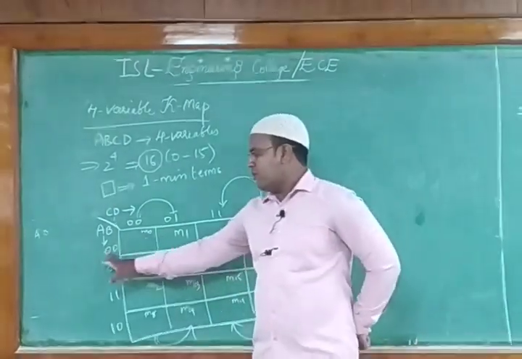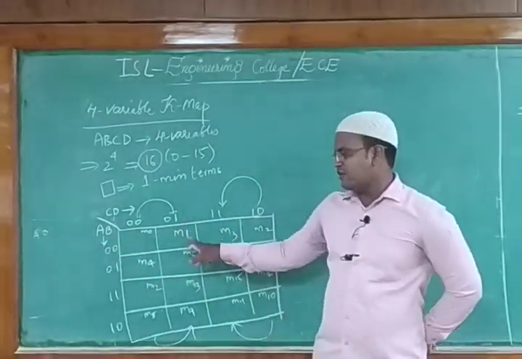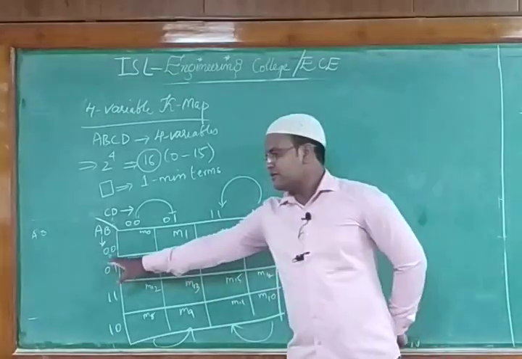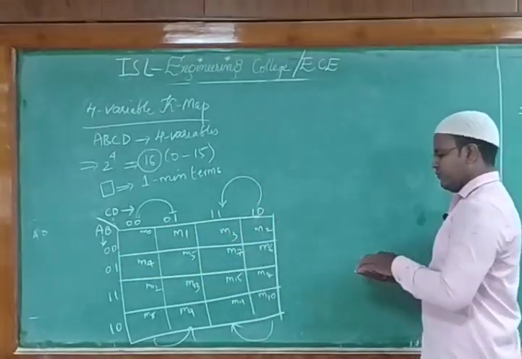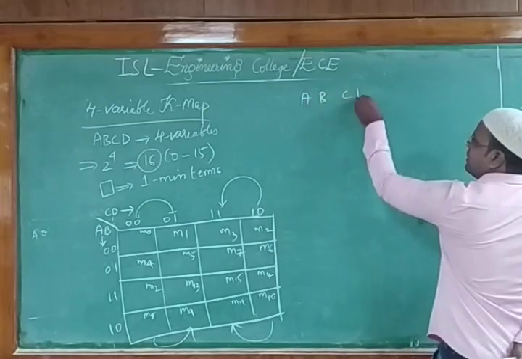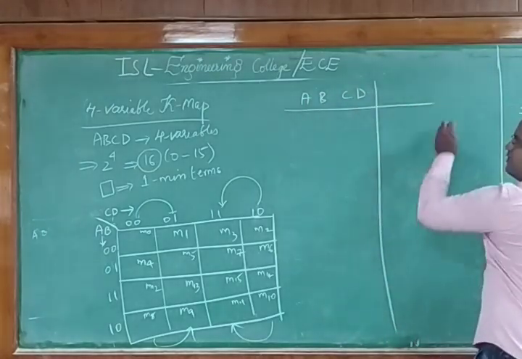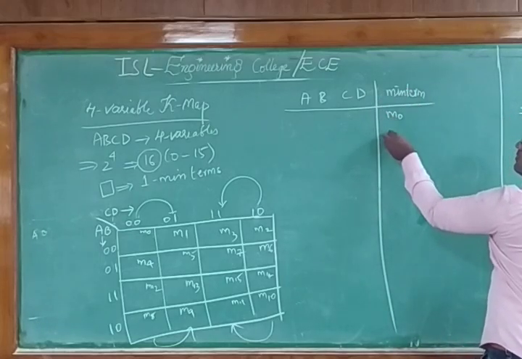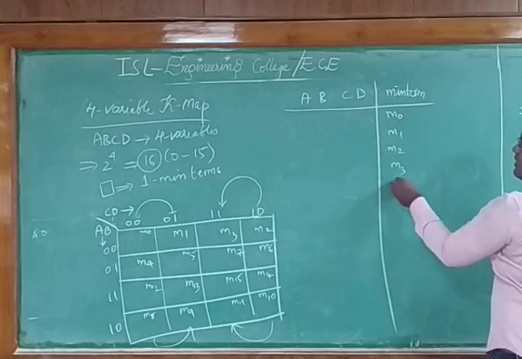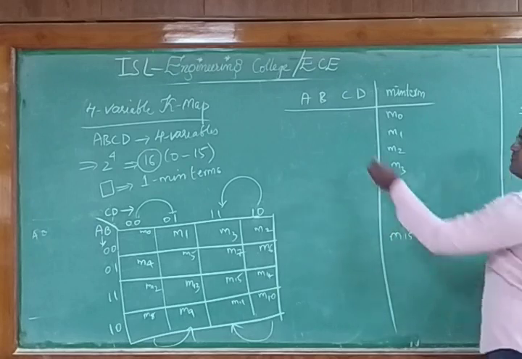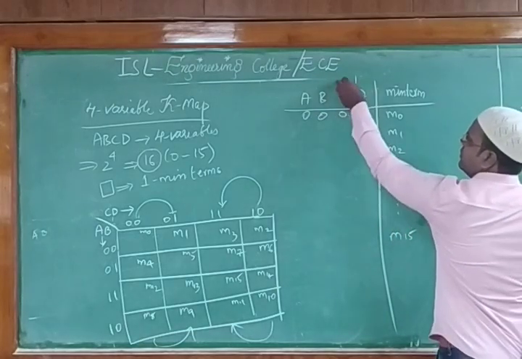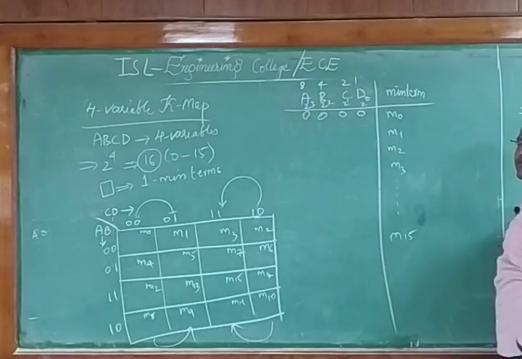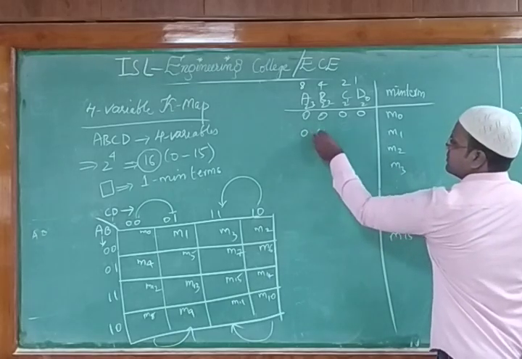What does M0 mean? All 4 bits will be zeros. Next M1 would be 0, 0, 0, 1. Next M2 will be 0, 0, 1, 0. So you should know the truth table of 4 variables. If you have A, B, C, D and you want to represent min terms, how do we mention them? M0, M1, M2, M3, likewise M15. What is M0? All bits would be 0. The weights are 1, 2, 4, 8, that is 2 power 0, 2 power 1, 2 power 2, 2 power 3. Next one, M1, is 0, 0, 0, 1.